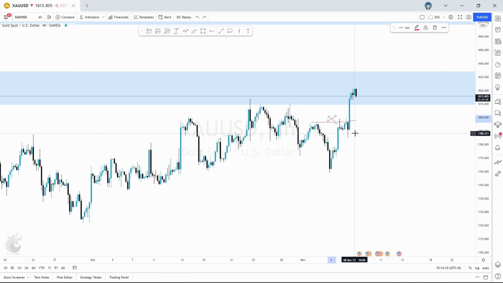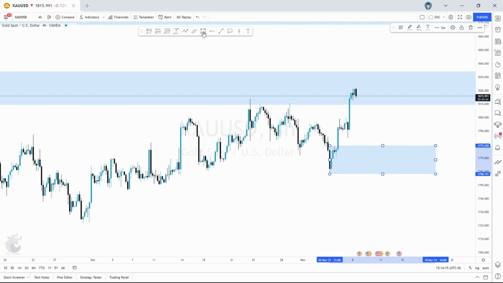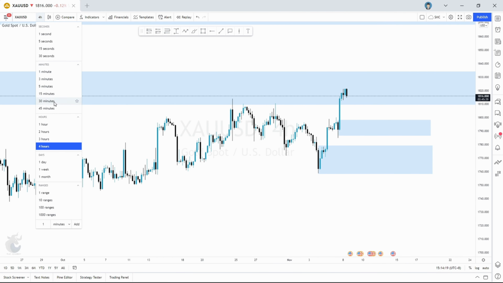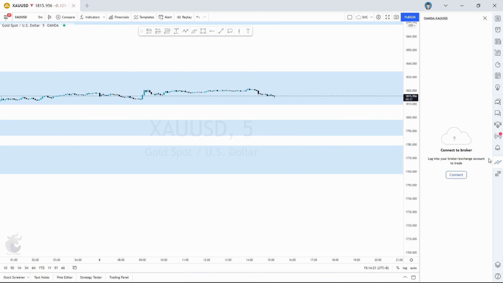Now, we're adding confluence again on our higher time frame analysis. We can mark this up. Demand zones over here. Now we can look on lower time frames. This is where the scalping goes.